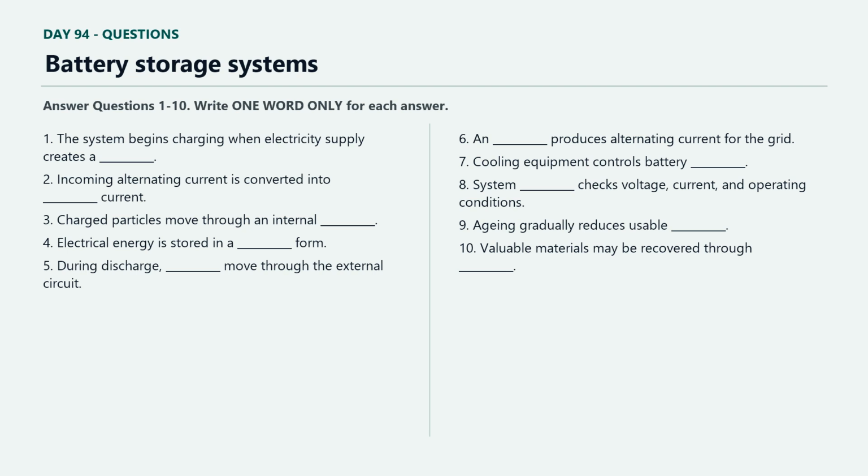Conversion produces some heat, so efficiency is below 100%. A transformer may also change voltage, but changing voltage is not the same function as changing current form.